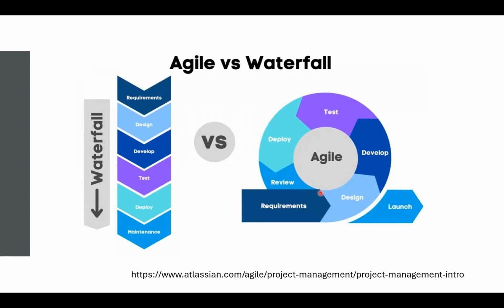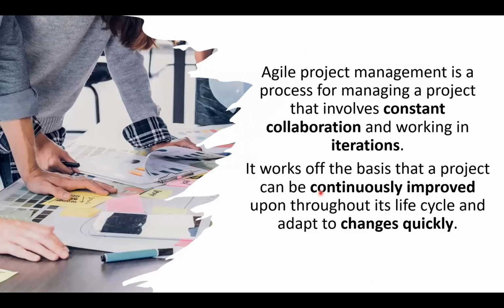That is what we're discussing today as agile project management methodology, where there is constant collaboration between you and your supervisory team. And then you're working in iterations. You deliver chapter 1, you deliver chapter 2. It works on the basis that the project can be continuously improved as you're working with your supervisor. Not you just go from day one, come back after 4 months to submit a complete thesis. So throughout the whole process, there's continuous improvement.